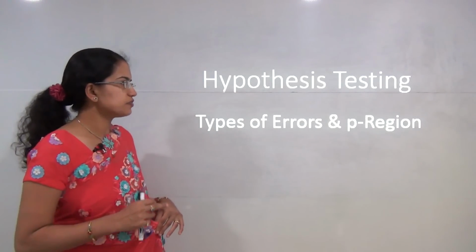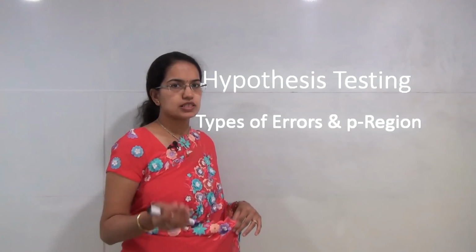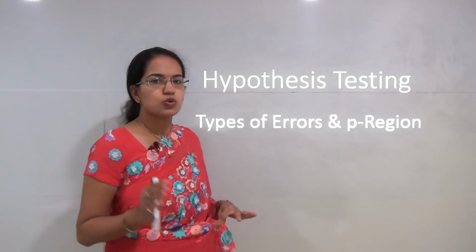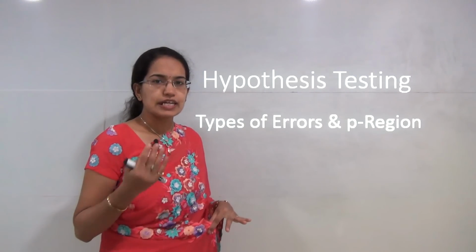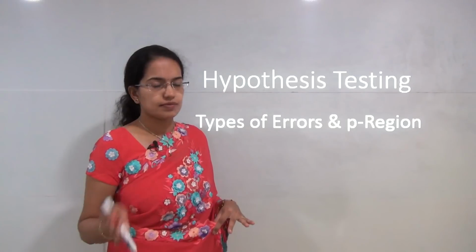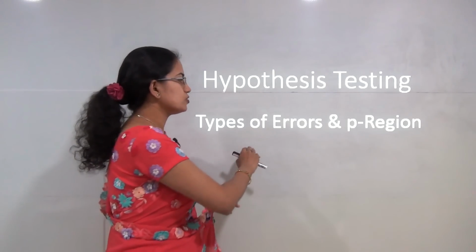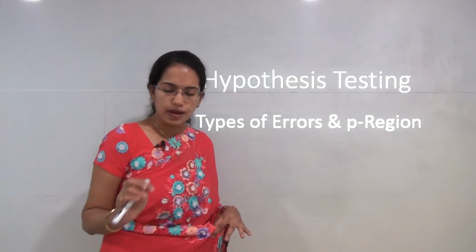In the last class we talked about the hypothesis, the definition and the various types of hypothesis. In this class we will be solely focusing on how we test a hypothesis, the alpha and the beta errors, or what are commonly known as type 1 and type 2 errors. And also we will discuss the P regions or the probability regions.